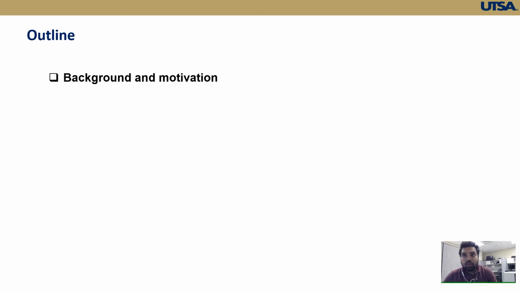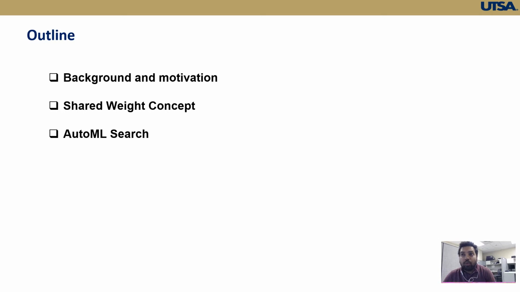So first we will talk about background and motivation. Here we will also discuss adaptive deep neural network and its importance for energy harvesting device and how to achieve such adaptivity. Next we will talk about shared weight concept. Here we discuss how to share weights among multiple deep neural network models. And we further discuss how to find shared weight models using AutoML search.